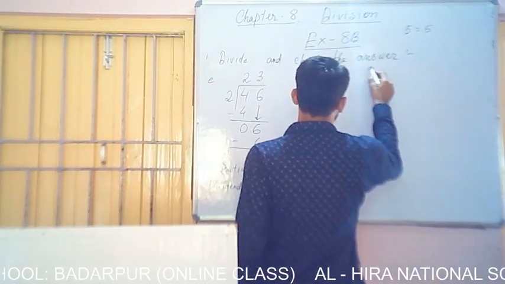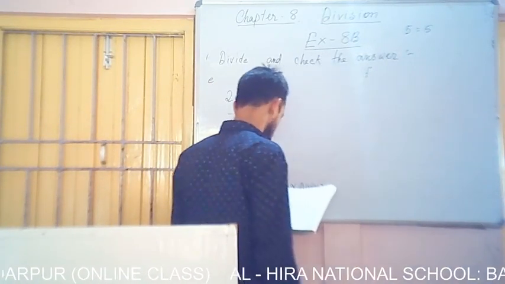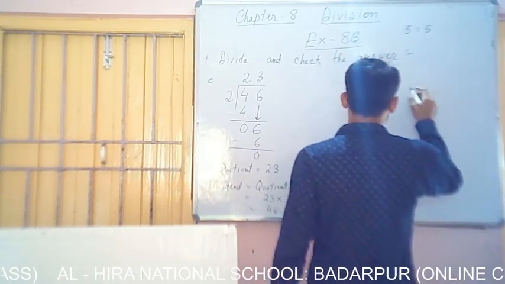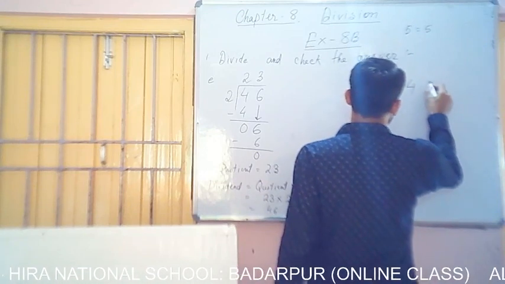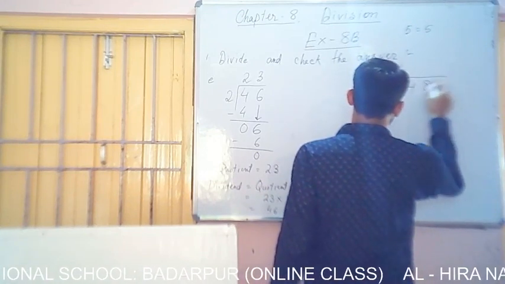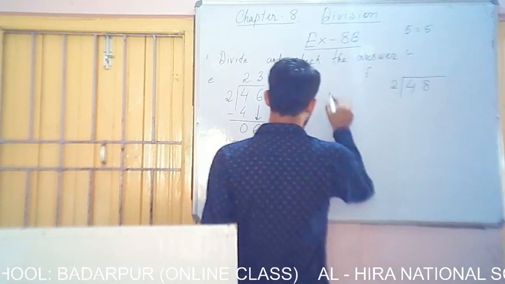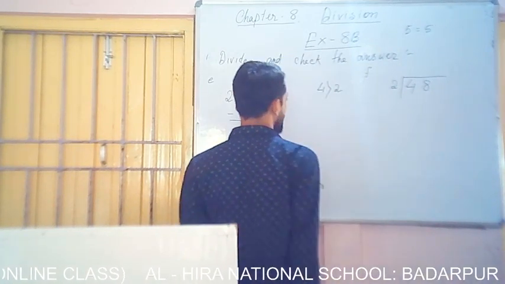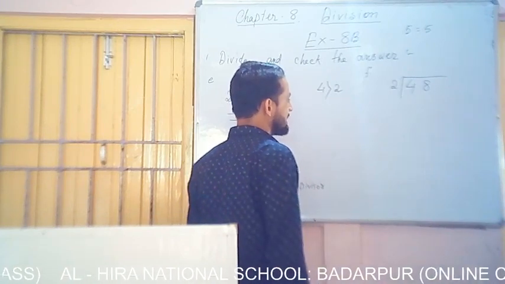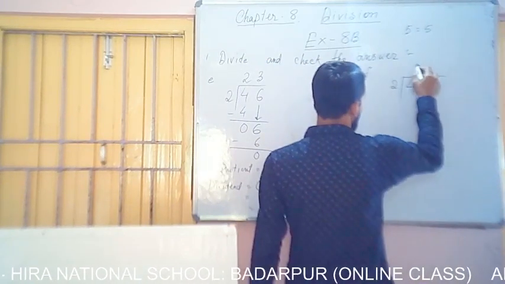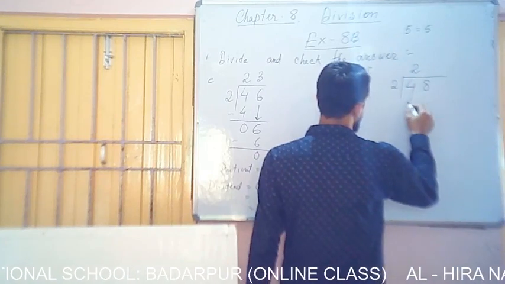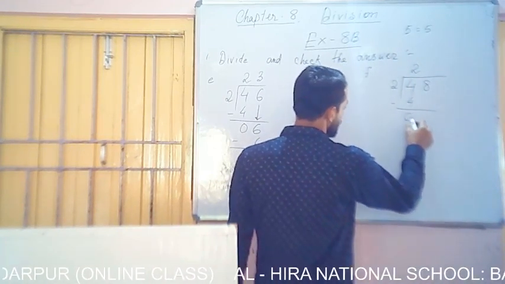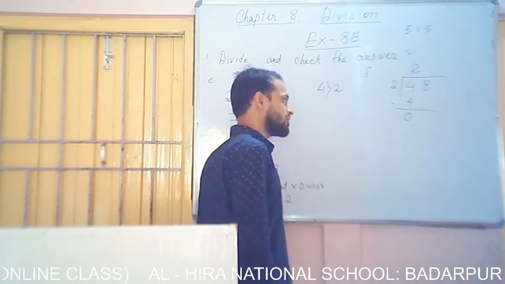Question number F. So what is question number F? Question number F is 48 divided by 2. Here 4 is greater than 2. The dividend is greater than the divisor. That means we can divide. 2 multiplied by 2 equals to what? 4. Now we have to subtract 4 minus 4 equals to 0. Here the first step is over.